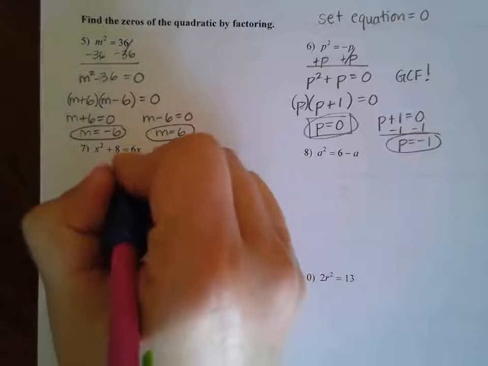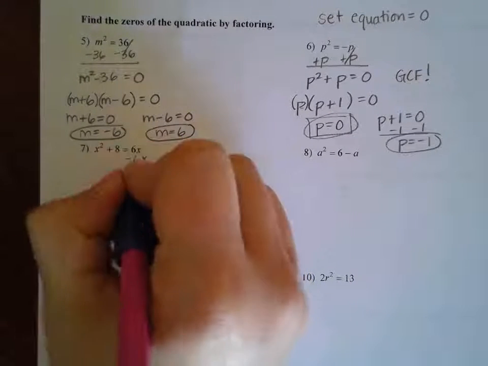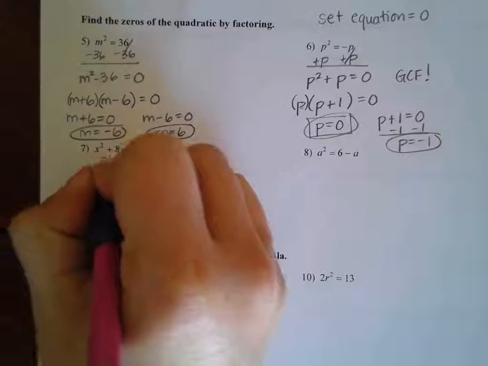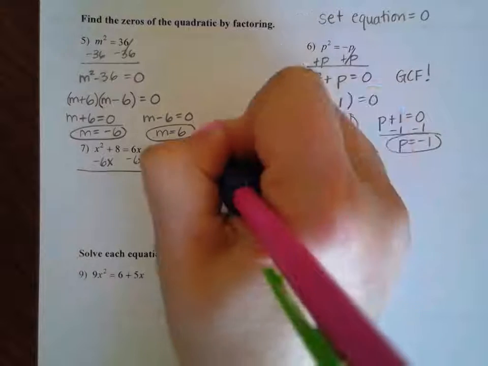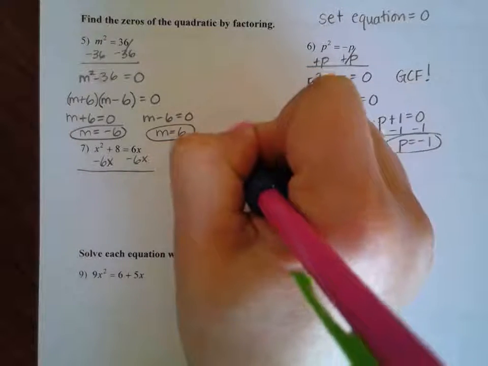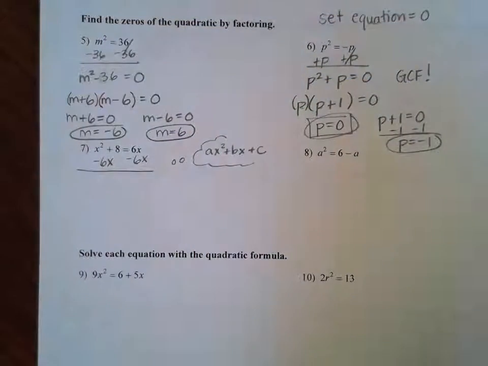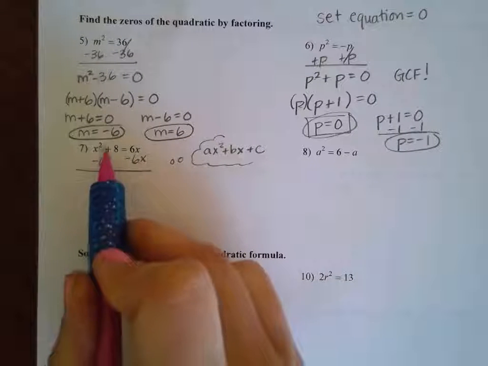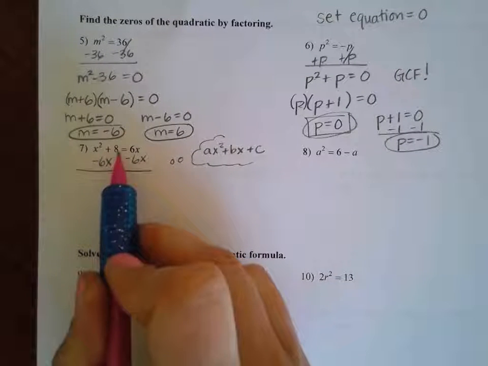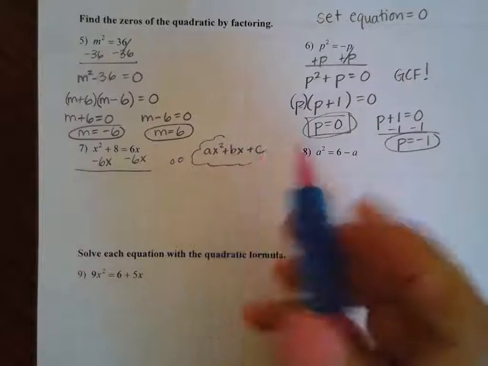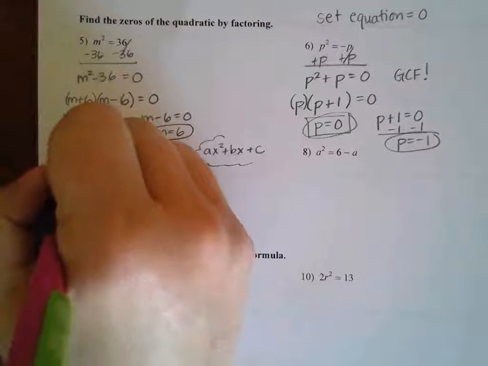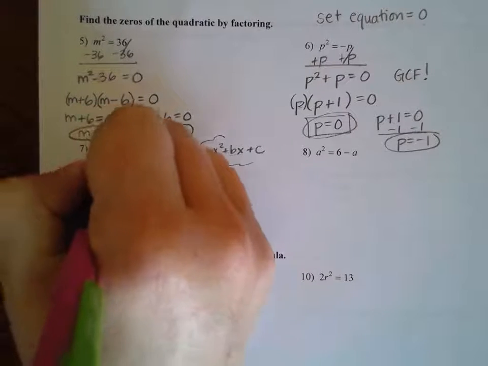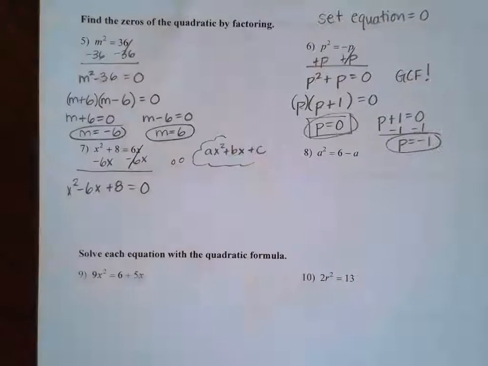Now this one, we need to subtract 6x from both sides. Now, the x terms got to go in the middle, okay, because we need to think about this. This needs to be ax squared plus bx plus c. So this 6x has got to go in between the x squared and the 8 so that it's in descending order. So this is 0, and then it's going to be x squared minus 6x plus 8.